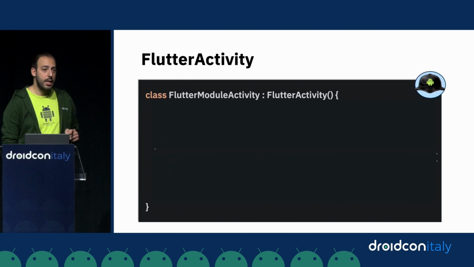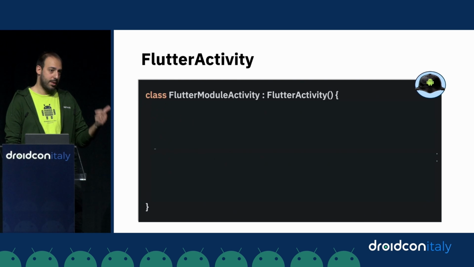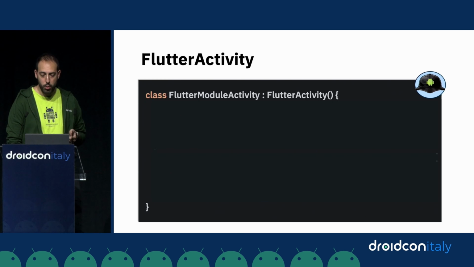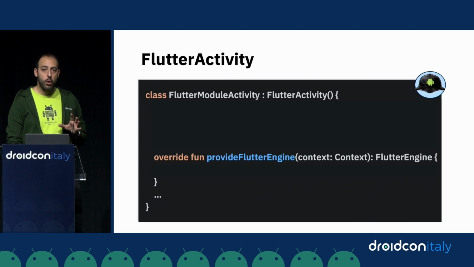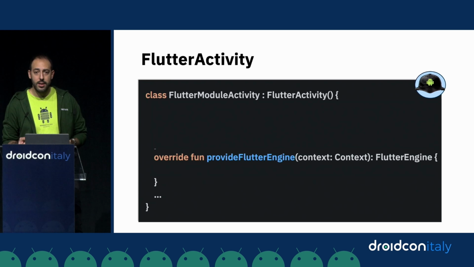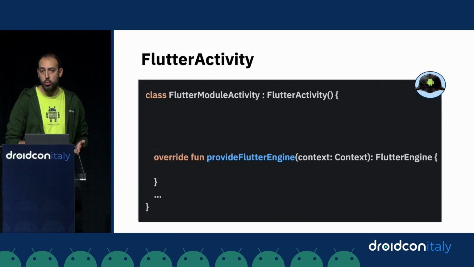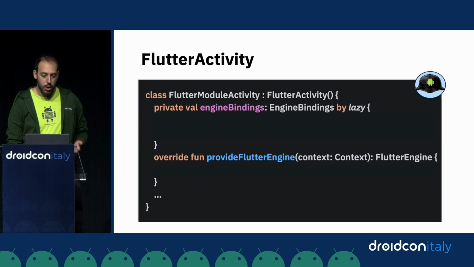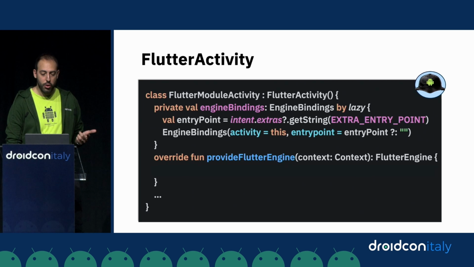When we are in our Flutter module activity, which is an activity that is extending the Flutter activity, coming from the Flutter framework as we saw before, we are going to override an important method, which is provideFlutterEngine, because we are going to pass the Flutter engine that we want to inflate and to render. So we are going to pass the information for the Flutter engine. So instantiate it and pass it.